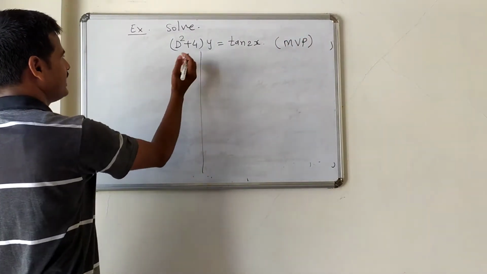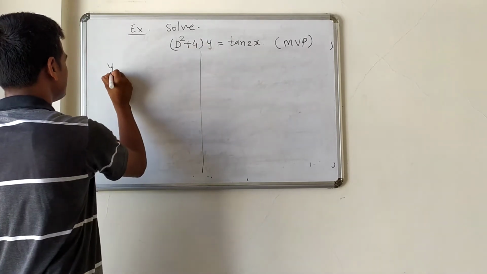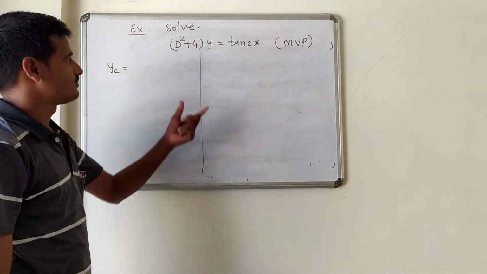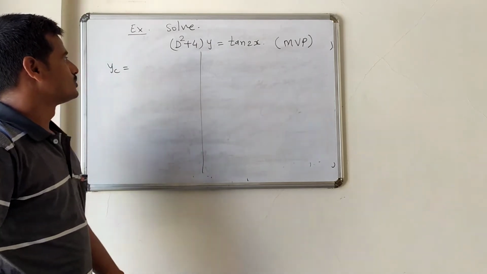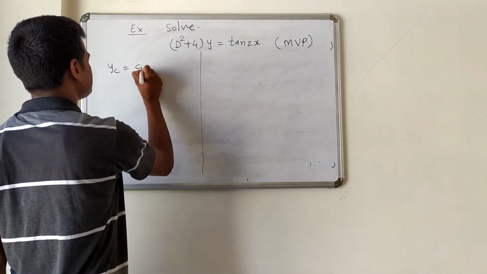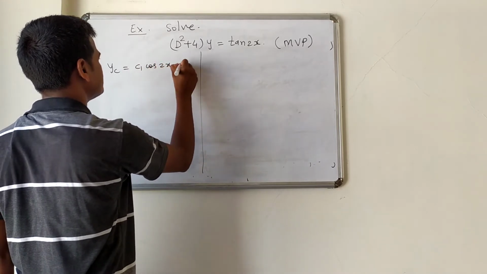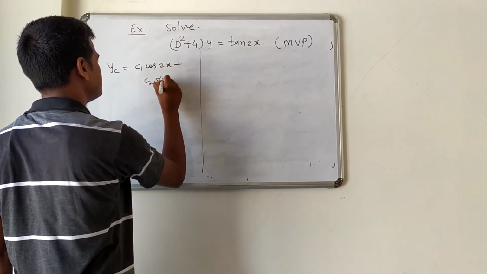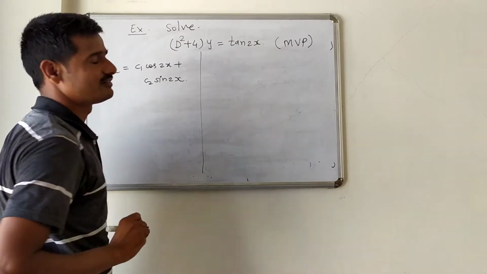So first of all, find out complementary function. So what is the auxiliary equation? M square plus 4. So roots are plus minus 2i. So complementary function is c1 cos 2x plus c2 sin 2x. This is your complementary function.